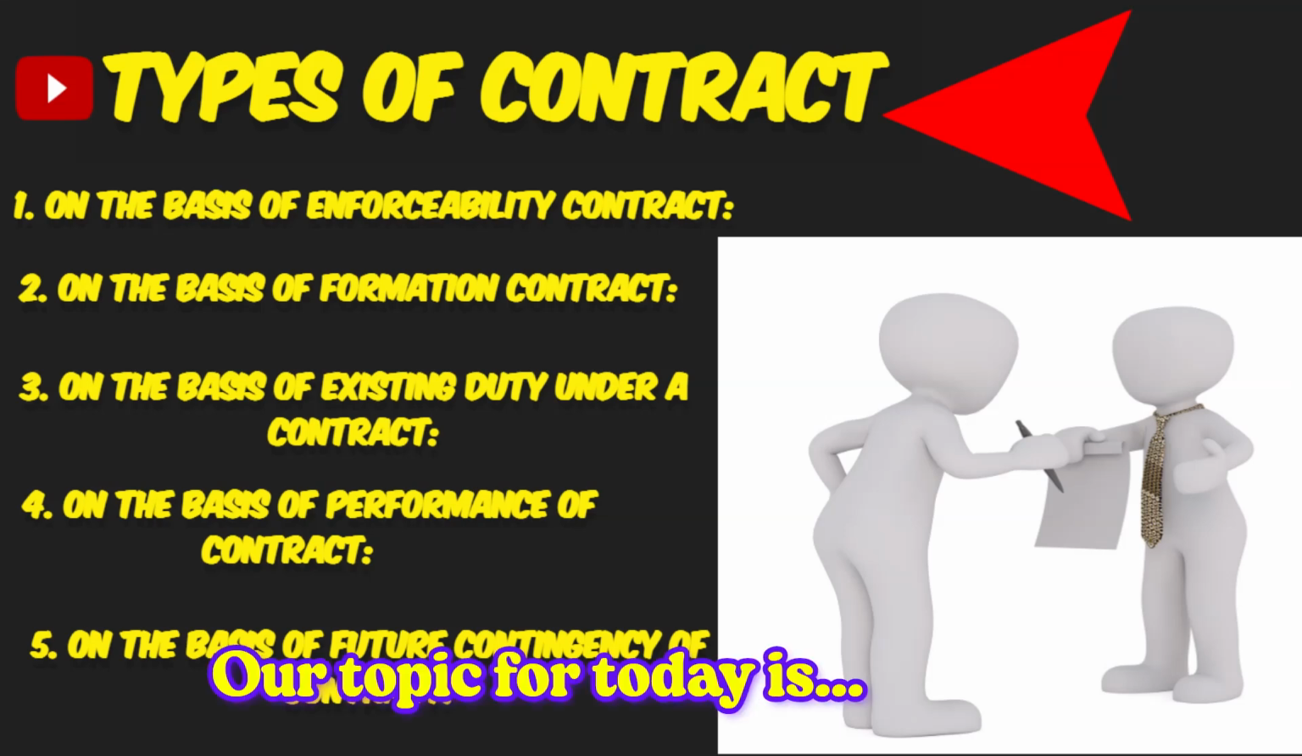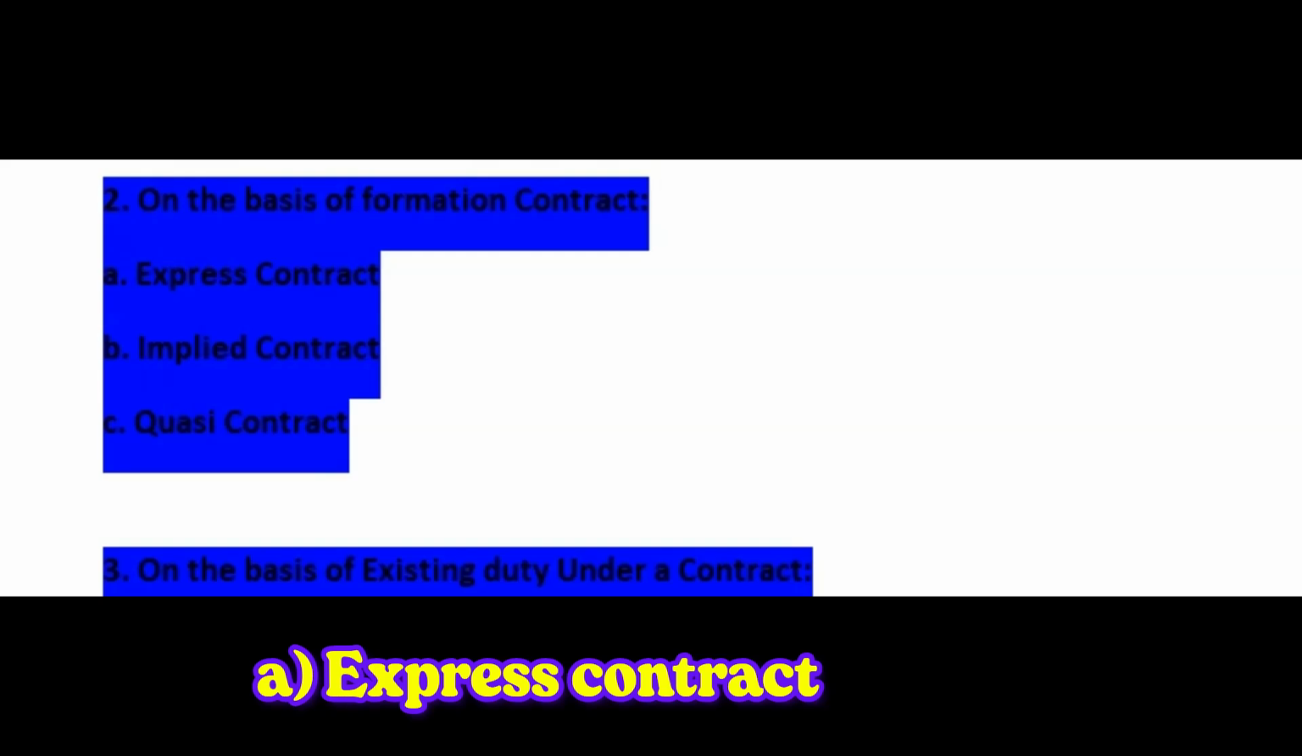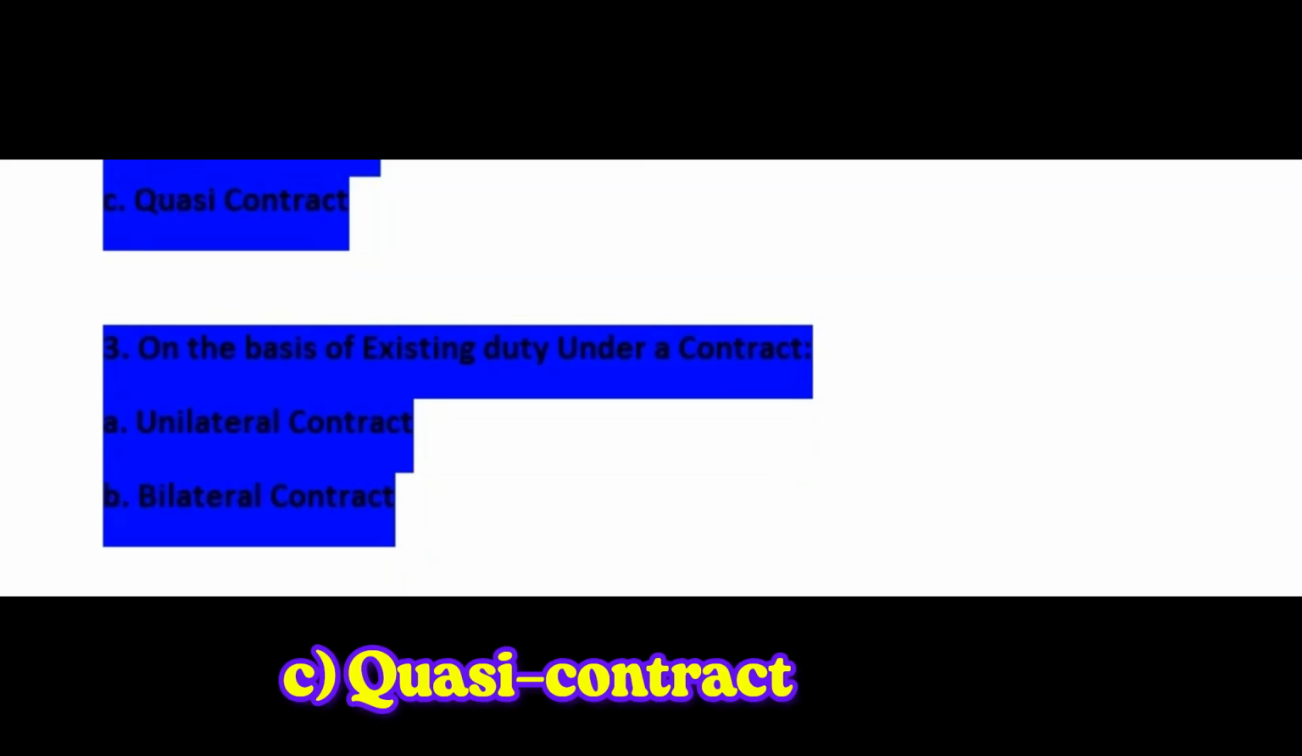Our topic for today is types of contract. Following are the types of the contract. 1. On the basis of enforceability contract. A. Valid contract. B. Void contract. C. Voidable contract. D. Unenforceable contract. E. Illegal contract. 2. On the basis of formation contract. A. Express contract. B. Implied contract. C. Quasi contract.